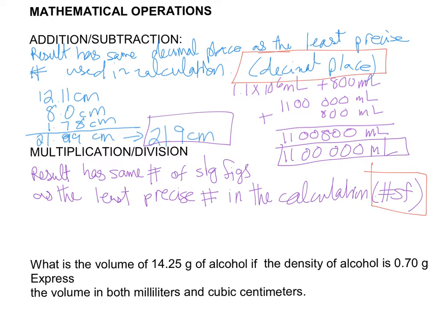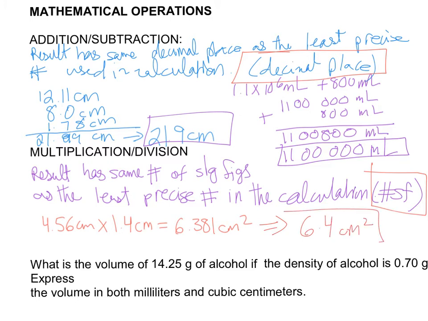So for example, let's say that we have 4.56 centimeters times 1.4 centimeters. If you punch that into your calculator, you get 6.381 centimeters squared. So this number has 3 sig figs, this number has 2 sig figs, so your answer should have only 2 sig figs. So then that would round to 6.4 centimeters squared. So again, with multiplication and division, what we care about is the number of sig figs.